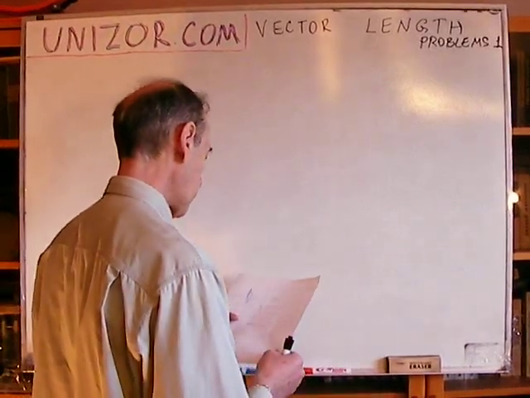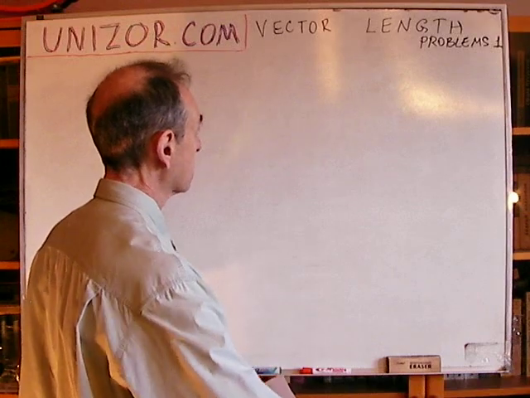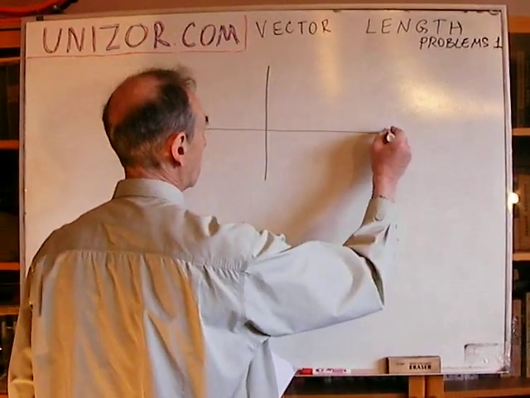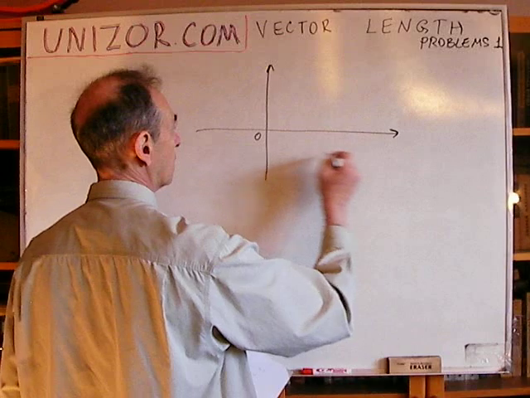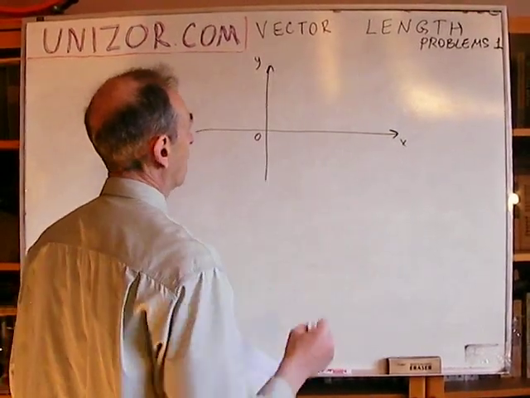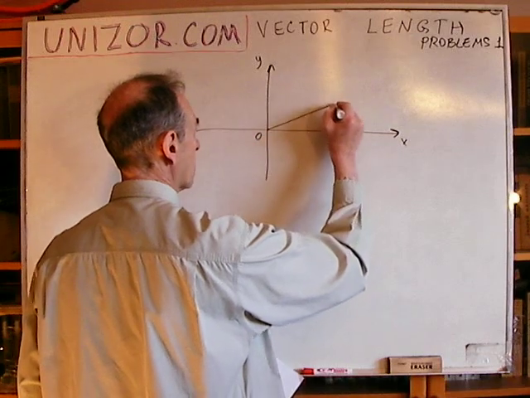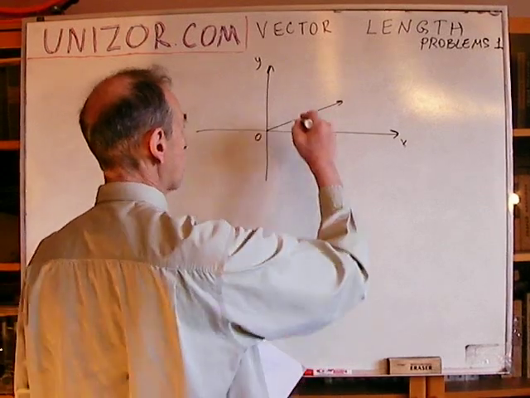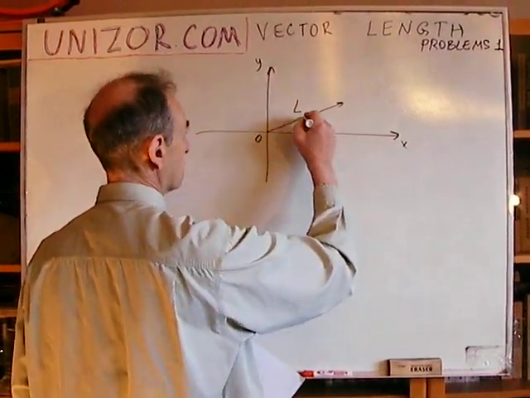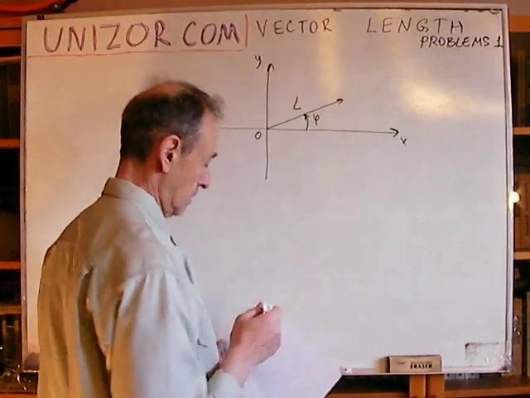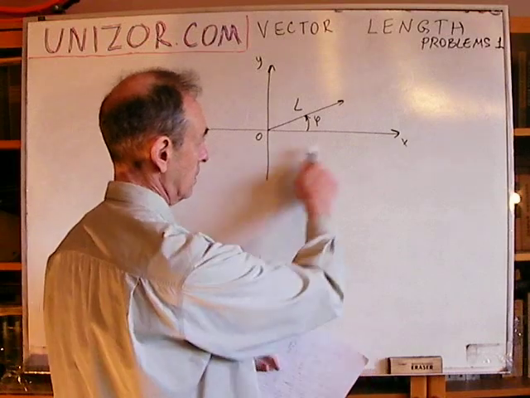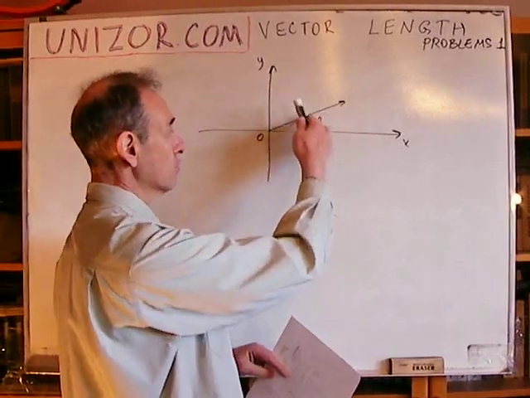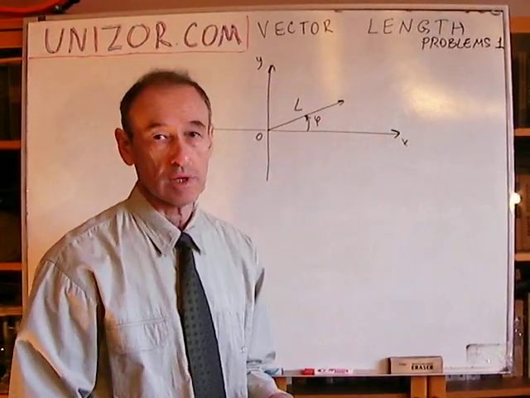Okay, problem number one. It's just a conversion from one representation to another. So let's consider you have a two-dimensional plane with coordinates, and you have a vector originated at the beginning of the coordinate, at origin point. It has a length L and the angle phi with the positive direction of the x-axis. So this is a geometric representation. You have a length and you have a direction relative to some chosen direction.